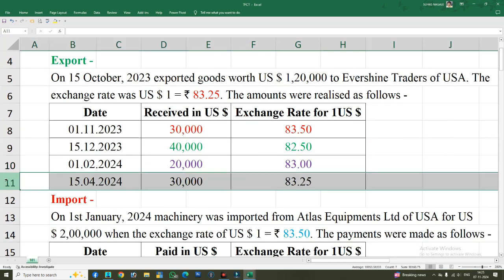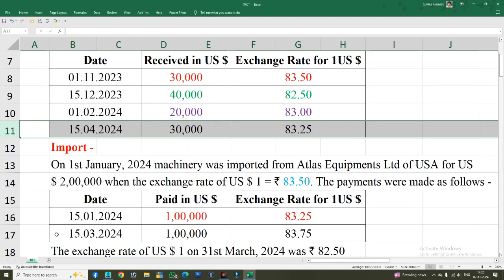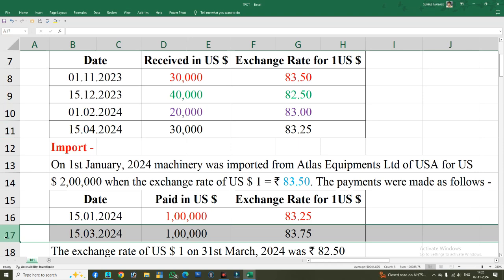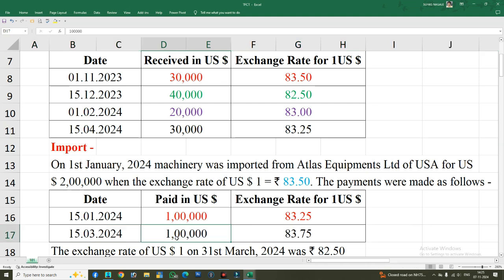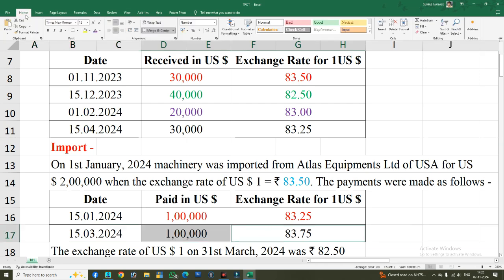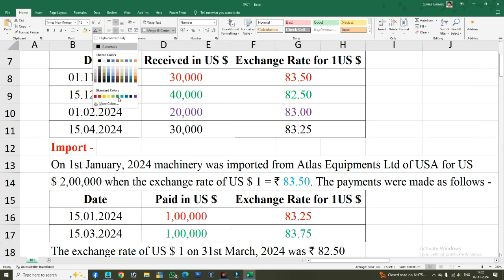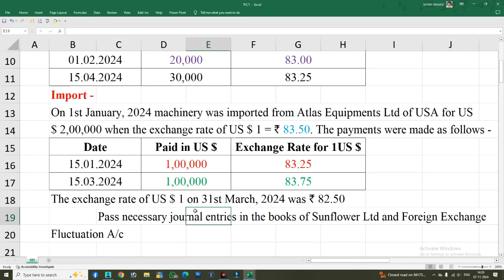Next transaction in case of export is 15th April 2024. And the next entry is of import transaction, 15th March 2024. It means we have to pass the entry for 15th March 2024, shown by green color. Transaction is paid $1 lakh when the rate was 83.75.